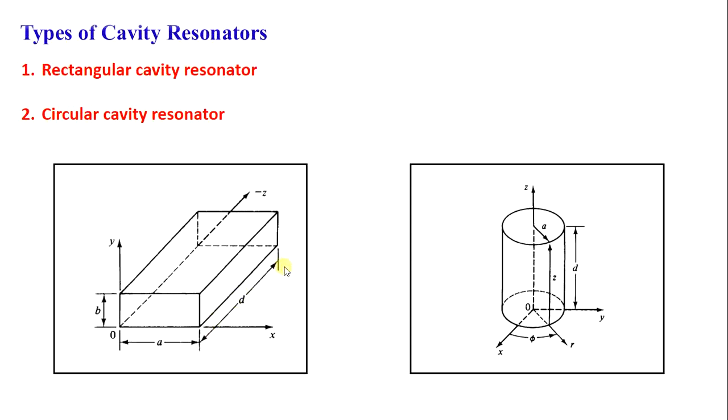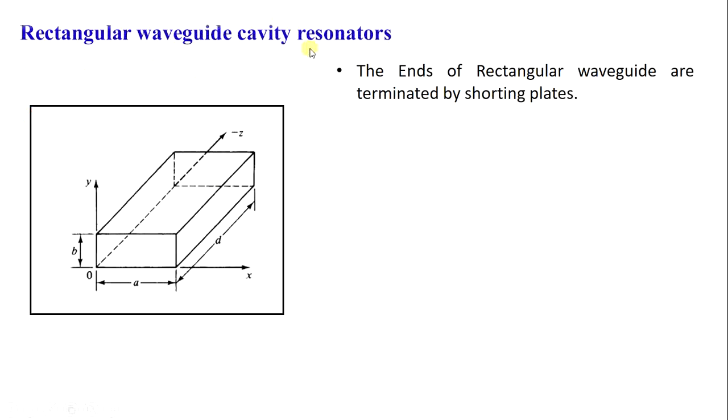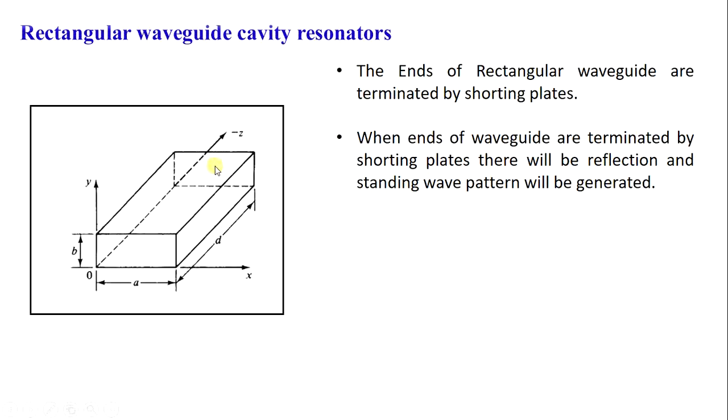resonator. To have resonance, it is necessary to have the standing wave pattern. We will see how the resonance occurs inside a rectangular cavity resonator. In order to form a rectangular waveguide cavity resonator, a rectangular waveguide is taken and the ends of the rectangular waveguide are terminated by the shorting plates. So at this end and at this side, the shorting plates are kept. When the ends of the waveguide are terminated by shorting plates, there will be the reflection of waves and the standing wave pattern will be generated.